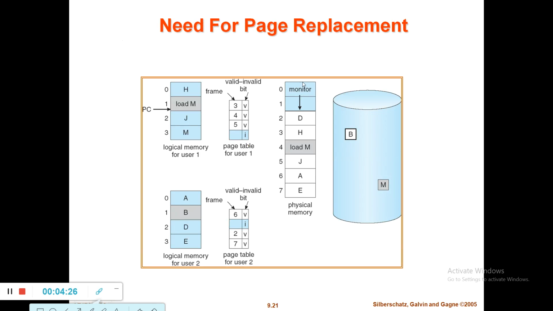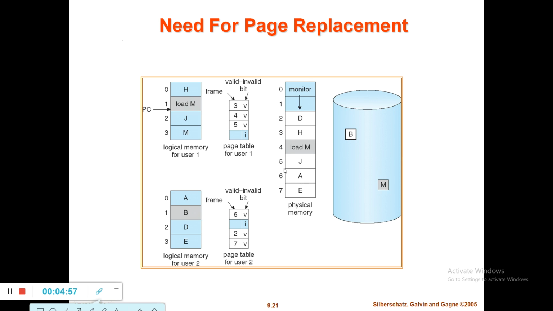The first two frames are used by the monitor, the second frame is used by D, the third frame is used by H, the fourth frame is used by the load M, the fifth frame is used by J, the sixth frame is used by A, and the seventh frame is used by E. Now what is going to happen? Process user 2 wants to load page B into the physical memory. That page B is not in the memory, so it will raise the page fault.